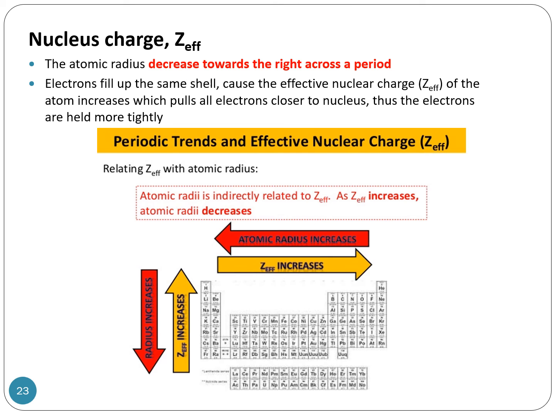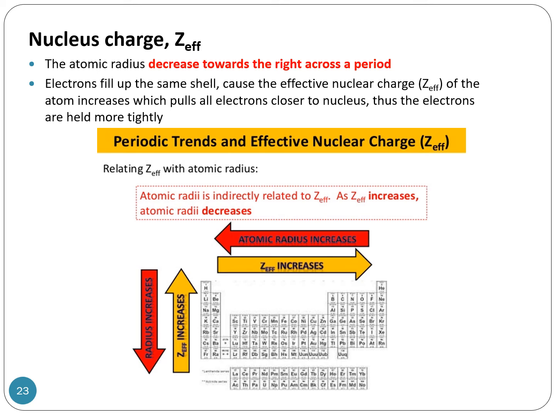Now we look at nuclear charge, Zeff. It increases from left to right across a period. Electrons fill up the same shell, because the effective nuclear charge Zeff of the atom increases and pulls all the electrons closer to the nucleus, thus the electrons are held more tightly.